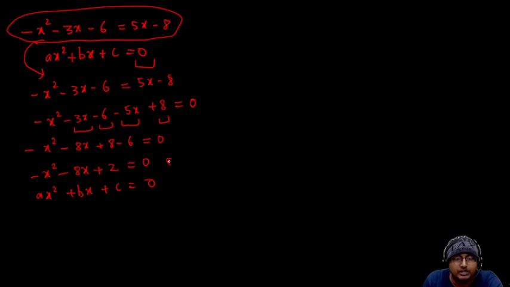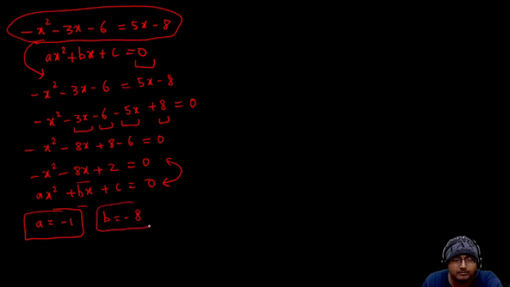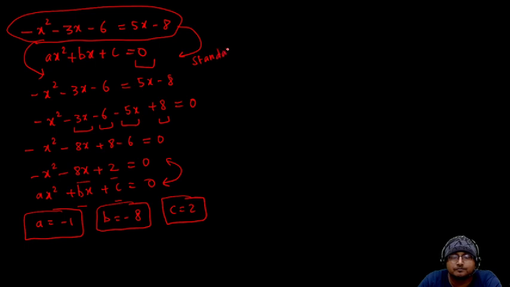By comparing those two equations, what are we going to get? A is equals to minus 1. B is equals to minus 8. And C is equals to 2. So this given equation should be converted into a standard form, and then we proceed with the problem. So we got the a, b, c values.